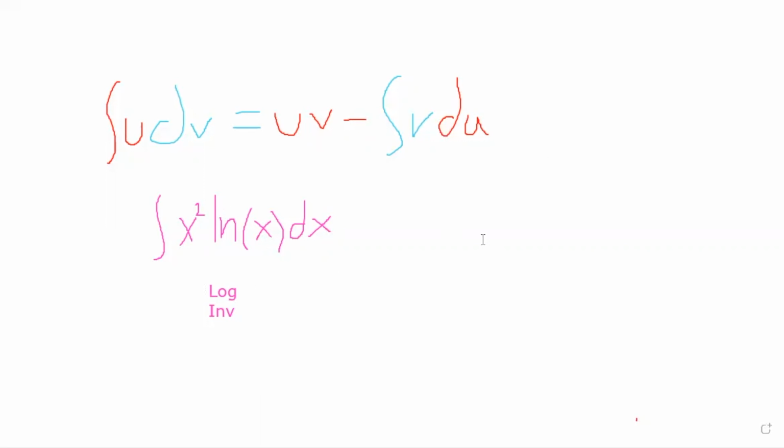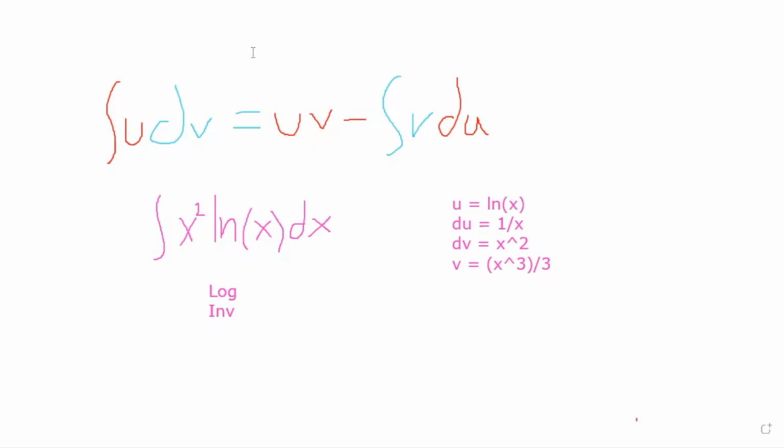Now let's look at assigning our variables. We know that we're going to put u as the natural log part. That means du is going to be the derivative of that, which is 1 divided by x. Now dv is going to be whatever is not the ln of x, which is the x squared, which means v is going to be the integral of that, our x cubed divided by 3. Good, we have all this set up.